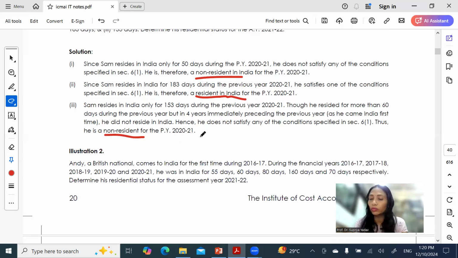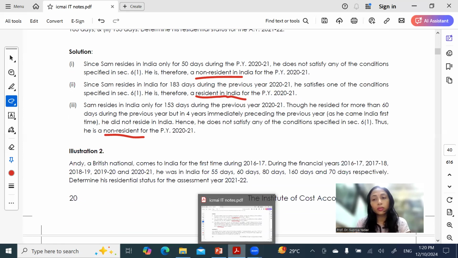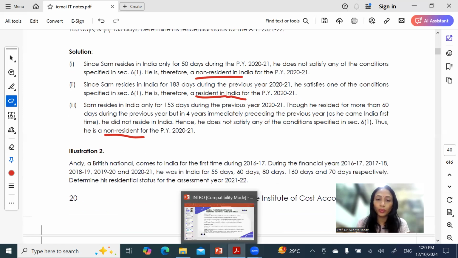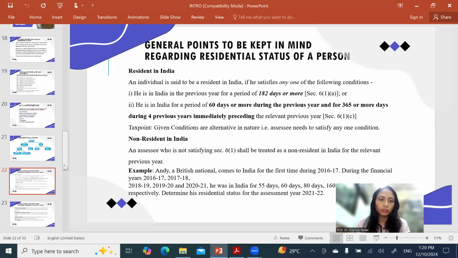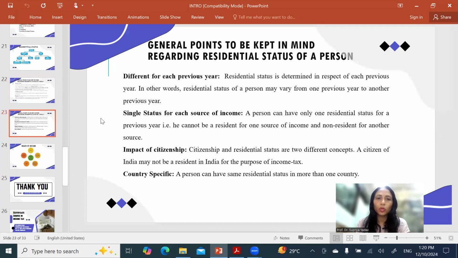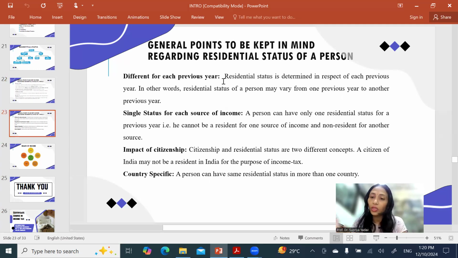It is very important that residential status may vary from assessment year to assessment year. That is a very important point we have to discuss here: residential status may change every year. Okay, so that's why we have to check the residential status all the time. It is different for each year. Every year we have to check the residential status of any person.